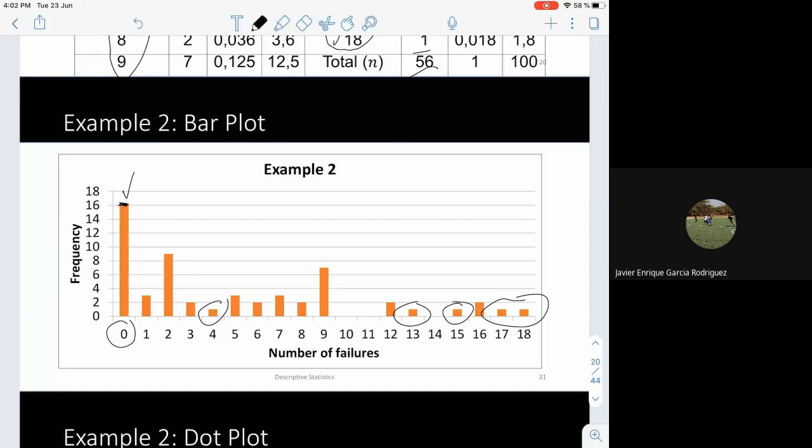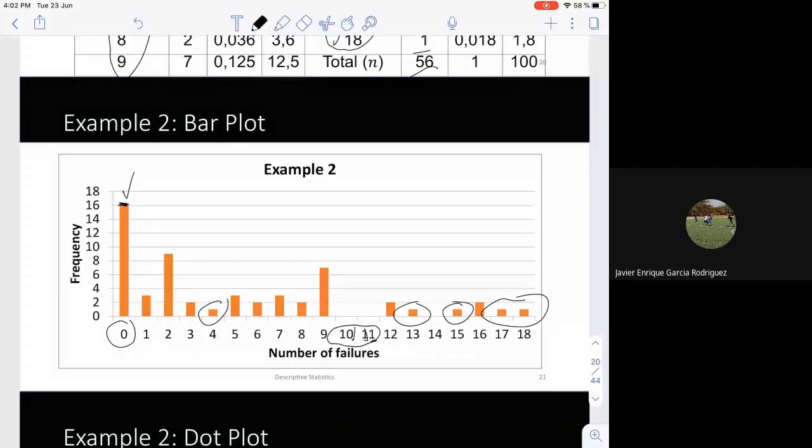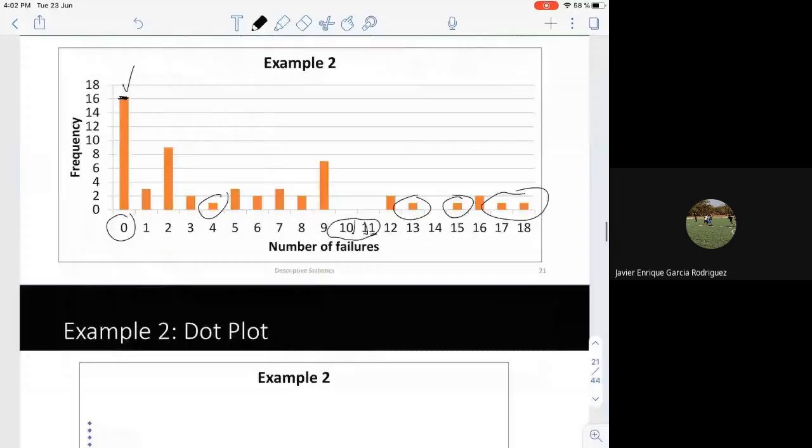But I almost missed this too. Actually, 10 and 11 both have 0 frequency. That means that in none of the days that we observed, we experienced 10 or 11 failures. So this type of analysis can be performed using the bar plot.